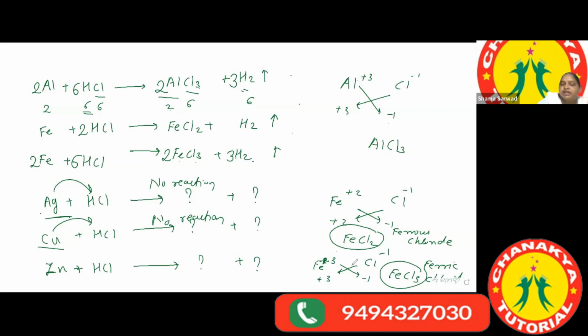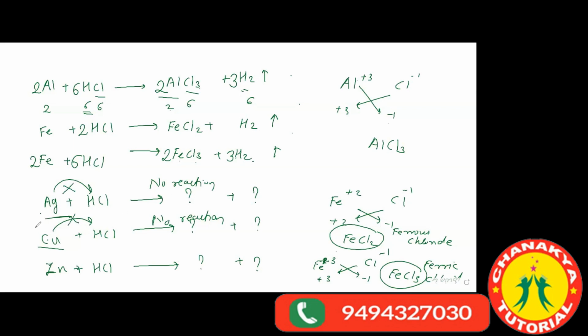Silver and copper are placed below the hydrogen in the reactivity series of metals. They are less reactive than hydrogen. Hence, silver and copper cannot displace hydrogen from their compound or from the hydrochloric acid, and hence the reaction does not take place. Clear?